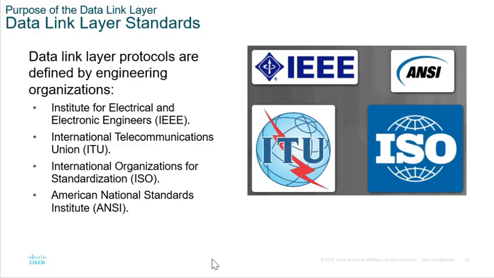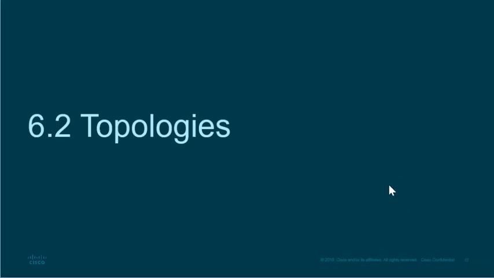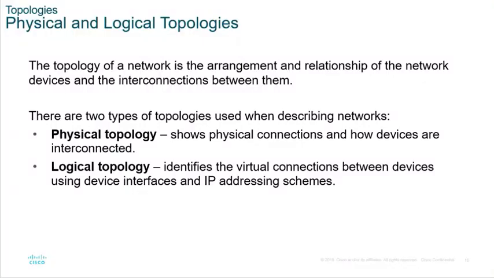Okay, so in terms of the organizations yang involved untuk take care of the data link layer, so kita ada IEEE, ITU, ISO dan juga NC. Next, let's look at the topologies. So basically topology kita boleh bahagikan kepada physical dan logical lah. Okay, so it's basically an arrangement and relationship of the network devices and also the interconnections between them.